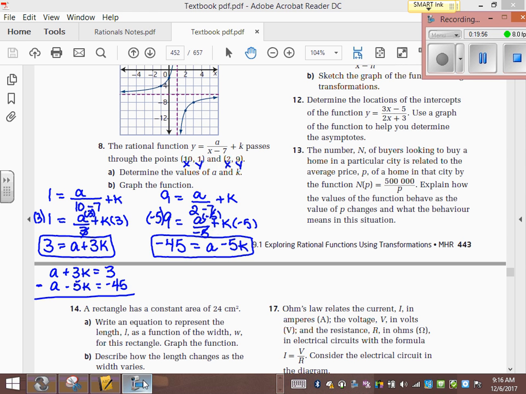So a minus a cancels. 3 minus a minus 5 is positive 8k equals 3 minus a minus 45, so positive 48. So k equals 6.